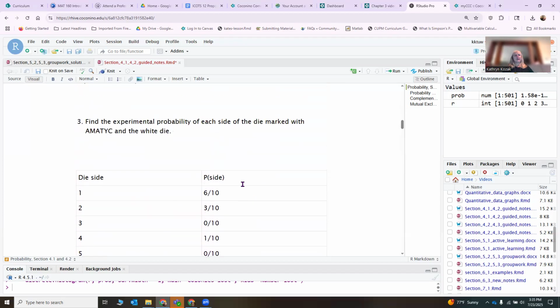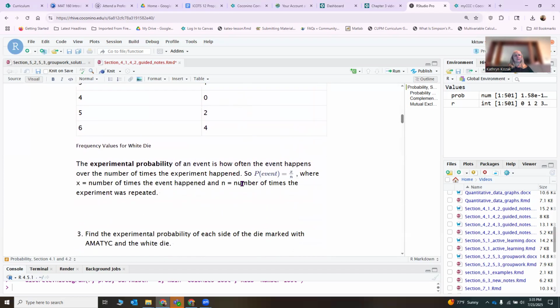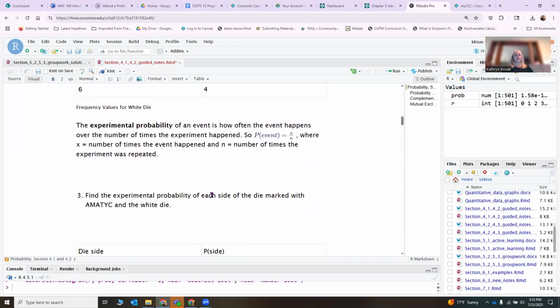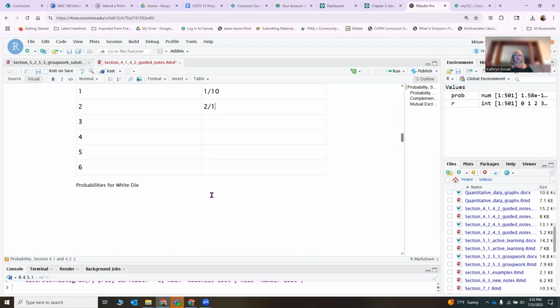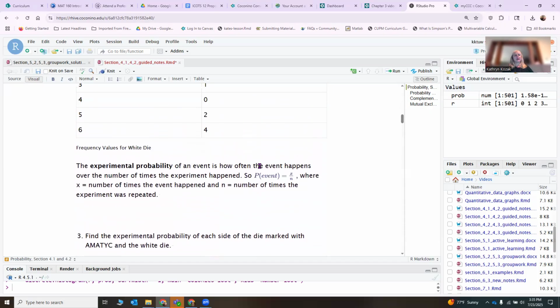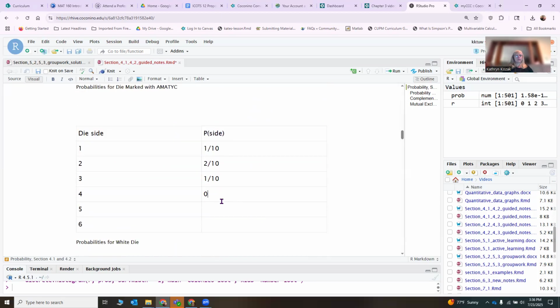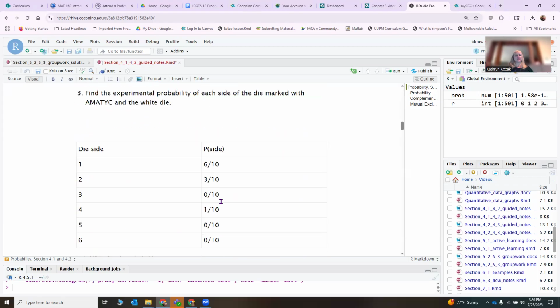Now let's do the same thing with the other die. The first one was 1 out of 10. Then the next one down, I believe, was 2 out of 10. The next one down was 1 out of 10. So one time the number 3 came up. The number 4 came up 0 times. The number 5 came up 4 times, I believe. Let's go look, because I already forgot what it was. Yes, it was 2 times.